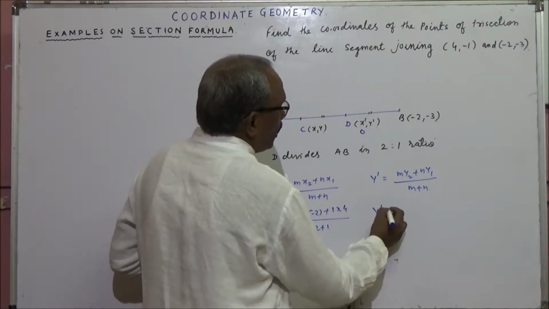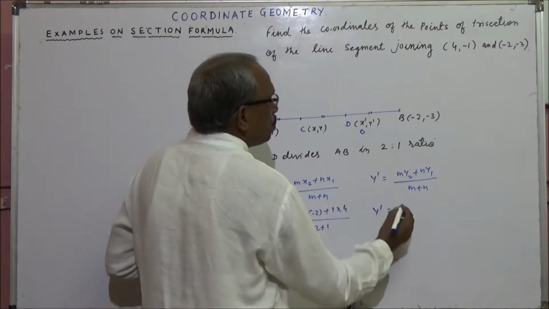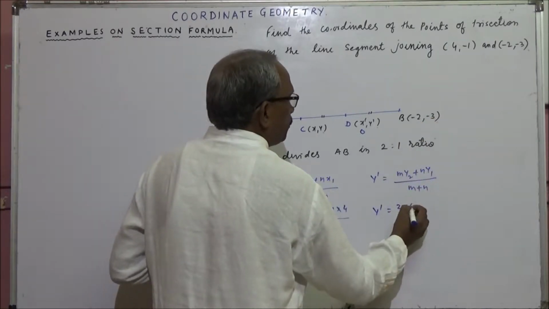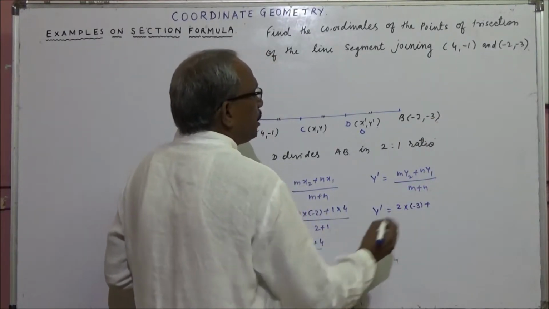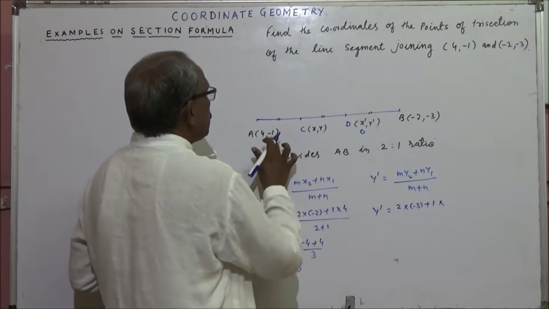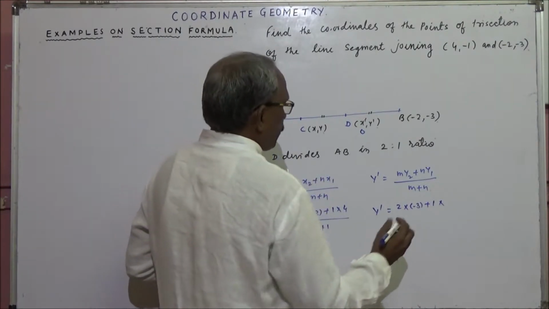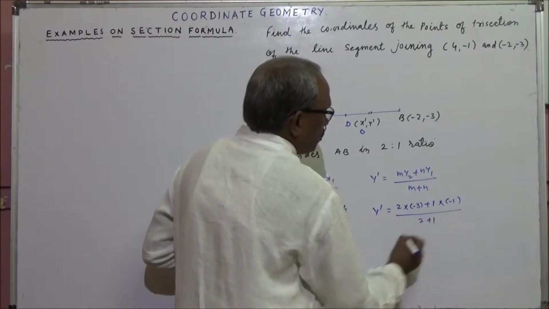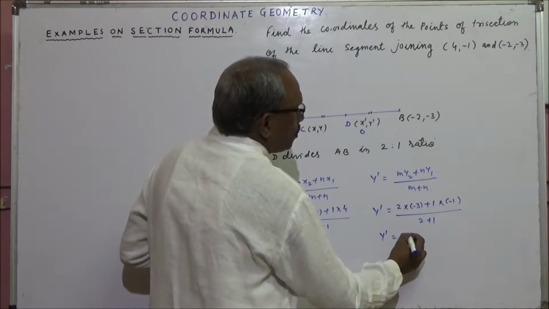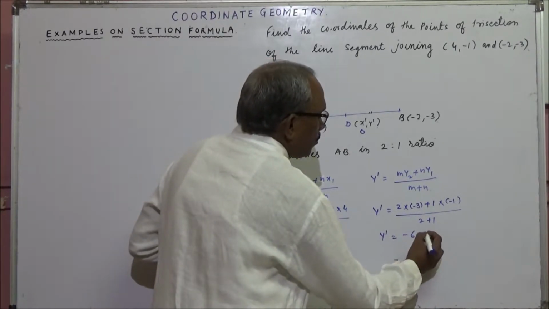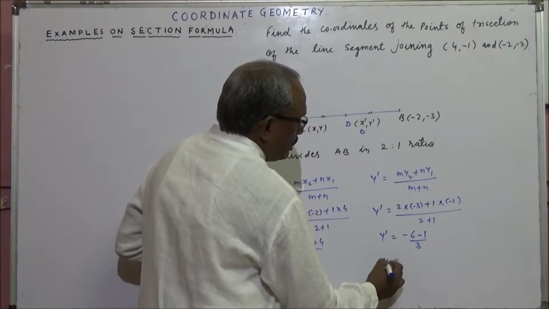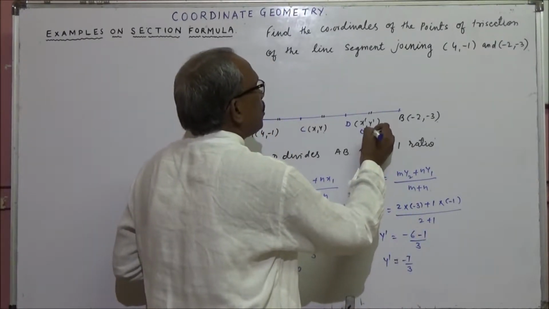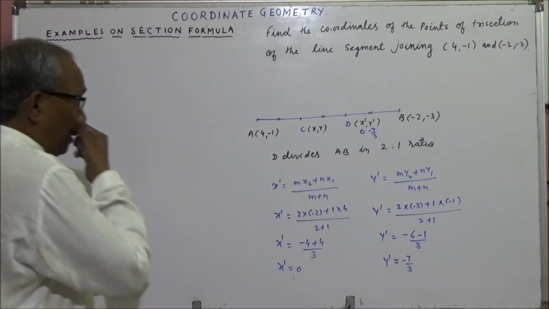Then let us calculate y'. m is what? 2. y2 is minus 3, plus n means 1, y1 means minus 1, upon 2 plus 1. So y' is equal to (minus 6 minus 1) upon 3. So y' is equal to minus 7 upon 3.